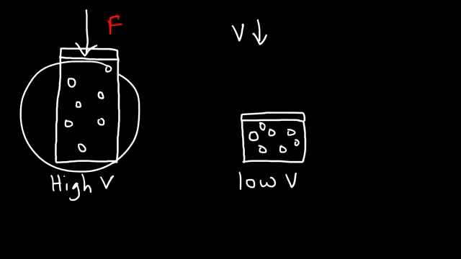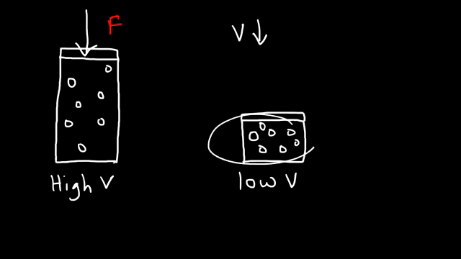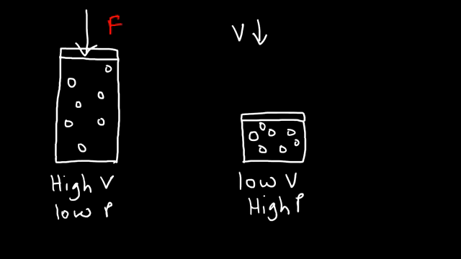Now notice that in this container, the particles are more spread out, and so they collide with the walls of the container less frequently. Here, all the particles are bunched up together. There's not much space between the particles, and so they collide with the container more frequently. And it turns out that the gas pressure is proportional to the number of collisions. So therefore, the pressure is higher in this container, and it's lower in that container.